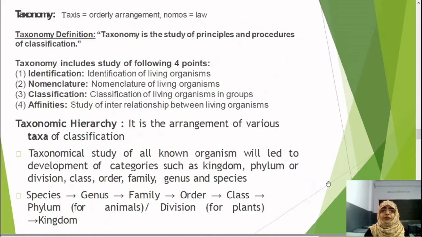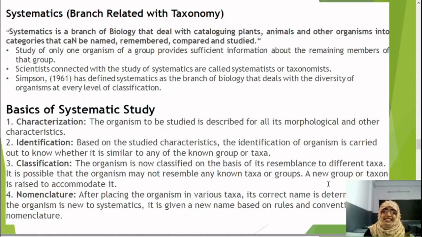We have studied taxonomy, the need for taxonomy, and its principles and procedures, that is, identification, nomenclature, classification, and affinities. Next, systematics. What is the basic study of systematics? It is the branch of biology that deals with cataloging plants, animals, and other organisms into categories that can be named, remembered, compared, and studied. That is, we need to organize plants and animals into certain orders so that you can easily study and compare them.